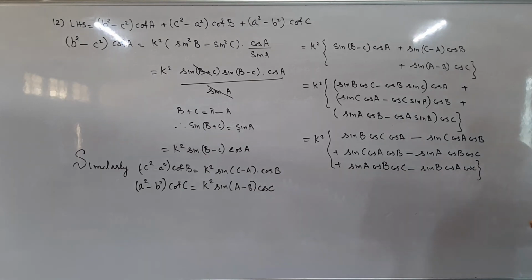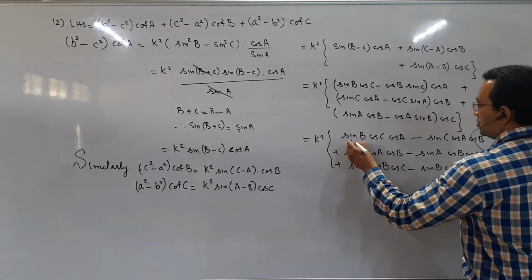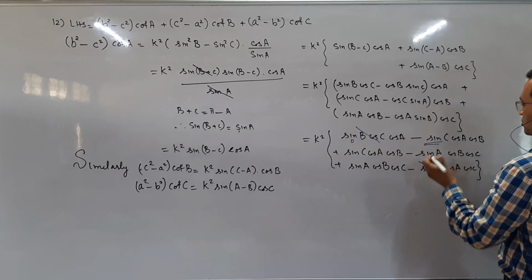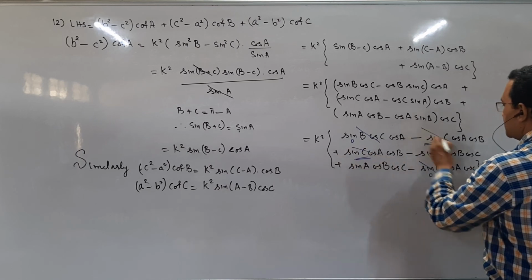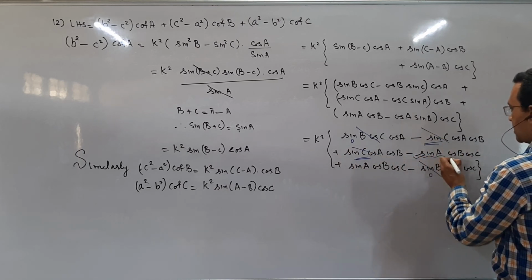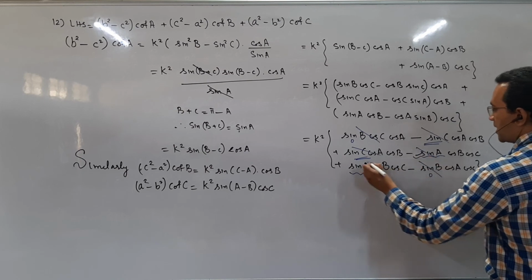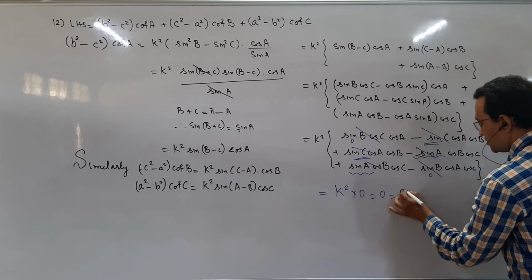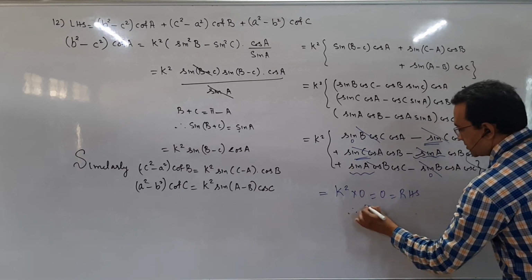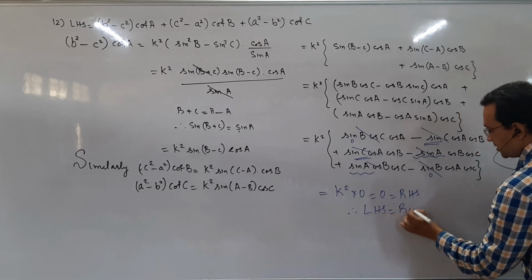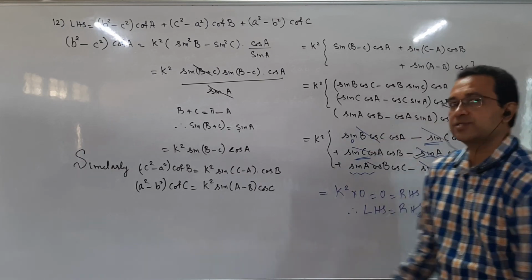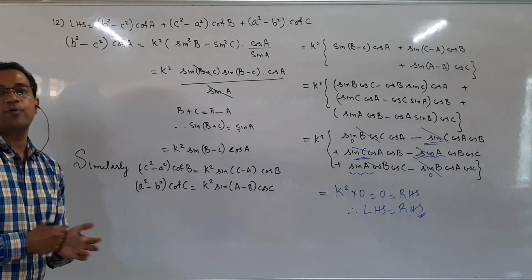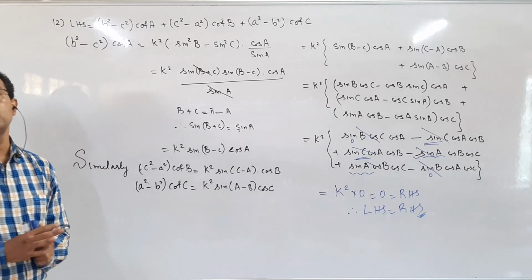Now check, the sine B terms are these two, which get cancelled. Sine C terms are these two, which get cancelled, and sine A terms are these two, which get cancelled. So the final answer is K square into 0, which is 0. That is your RHS. So LHS is equal to RHS. Hence proved. Students, symmetric type of sums are 99.99% equal to 0.